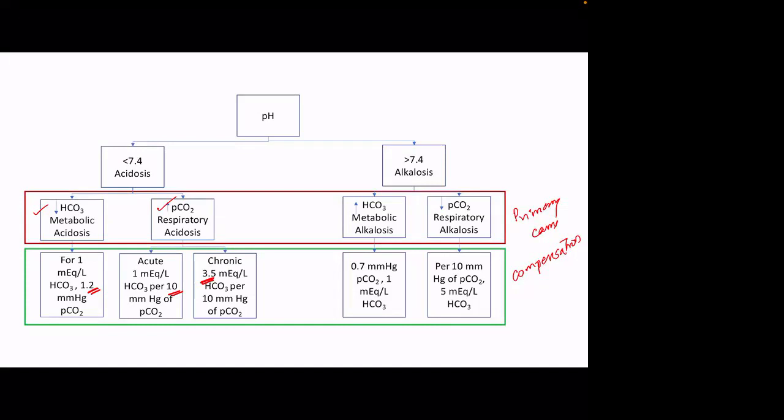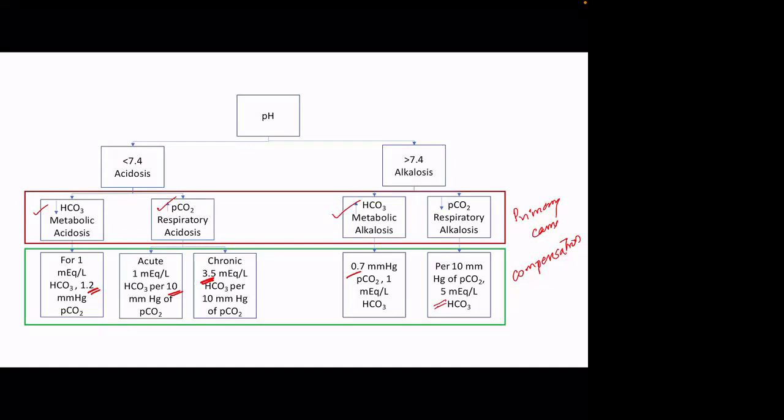And if it is alkalosis, the pH is more than 7.4, we have to again look at the bicarbonate and the CO2 levels. And if the bicarbonate is increased, that is towards the metabolic alkalosis side. And for each 1 milliequivalent increase in the bicarbonate levels, there will be an increase of carbon dioxide by 0.7 millimeter of mercury. And in respiratory alkalosis, for every 10 millimeter of mercury decrease in carbon dioxide, there will be 5 milliequivalent per liter of bicarbonate decreasing as a compensatory measure.